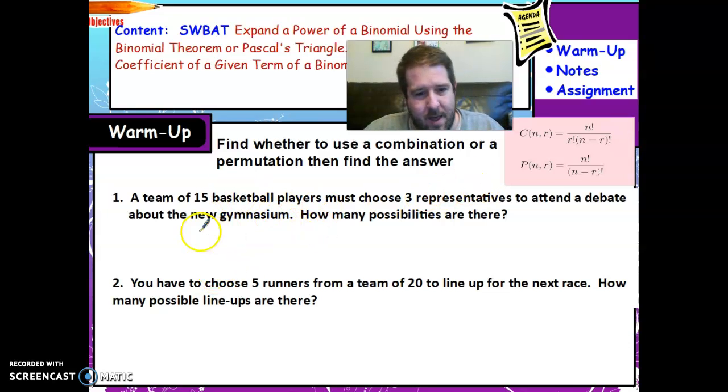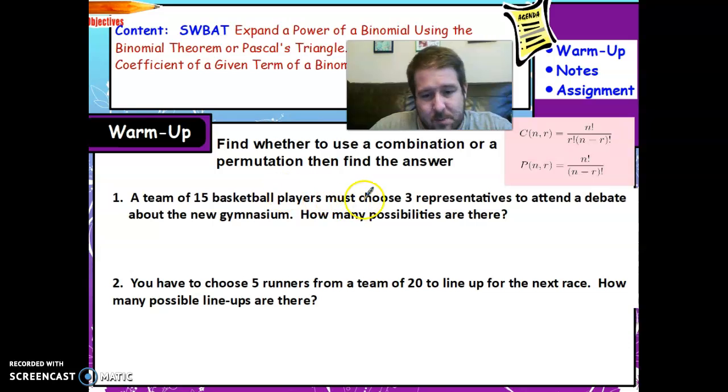Starting off with the warm-up, we have here a question about whether or not it's a permutation or a combination. I'll be honest, there's a little subjectivity. It kind of depends on how you interpret the question sometimes. It can be a little bit difficult. So remember, if the order matters, then it's a permutation. If the order doesn't matter, then it's a combination.